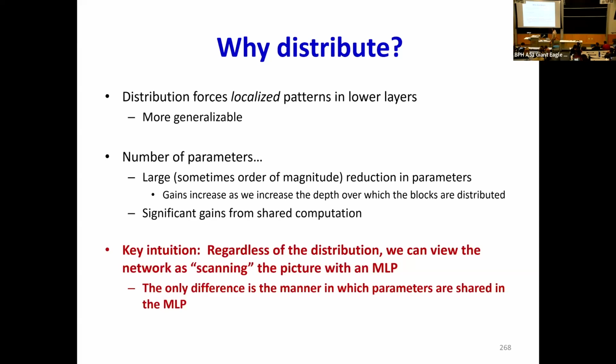But then, why distribute? The key intuition is that regardless of the distribution, we can view the network as scanning the input with an MLP. The only difference is the manner in which parameters are shared within the MLP, but this results in one benefit, which is the benefit of shared parameters: you get fewer parameters, and the benefit of reordering the compute is that you get to perform a whole lot less computation for the same output, right?